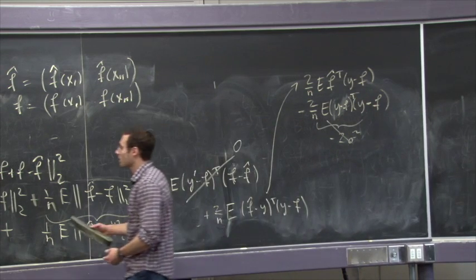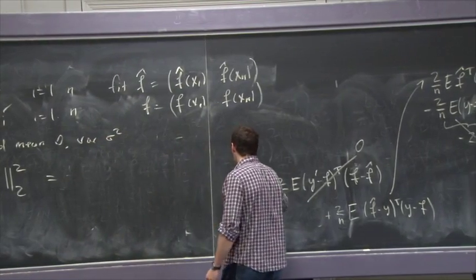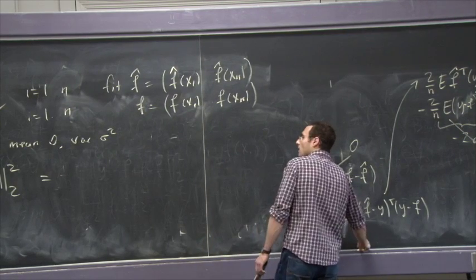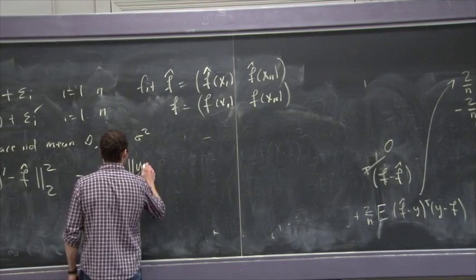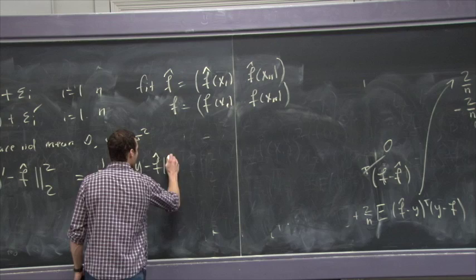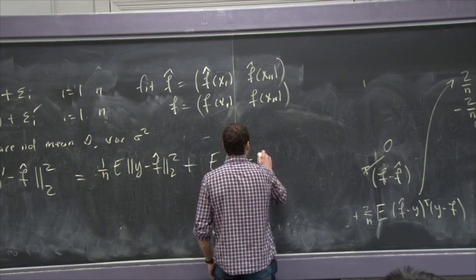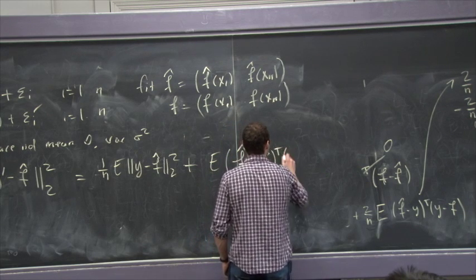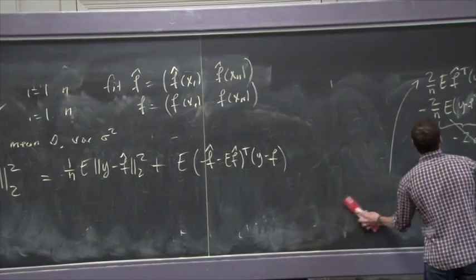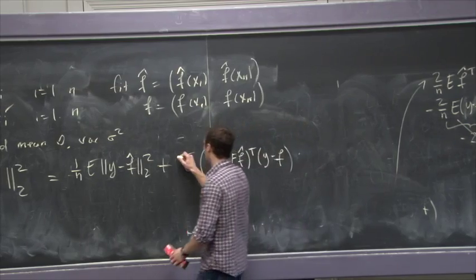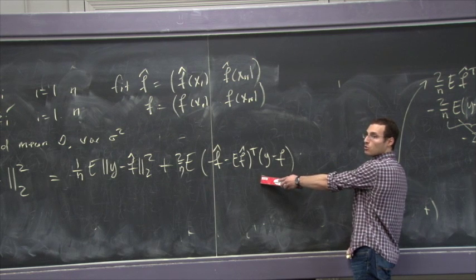So let me write that up here. All these steps, by the way, are pretty much laid out in the notes, so if you didn't write them down, don't worry. Just want to write down the punchline. Times 2 over n. So this is the amount by which the training error is too optimistic.